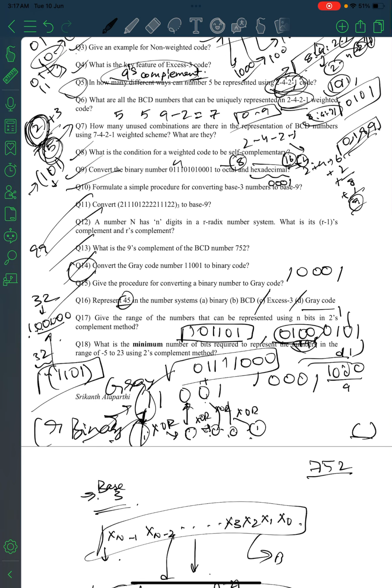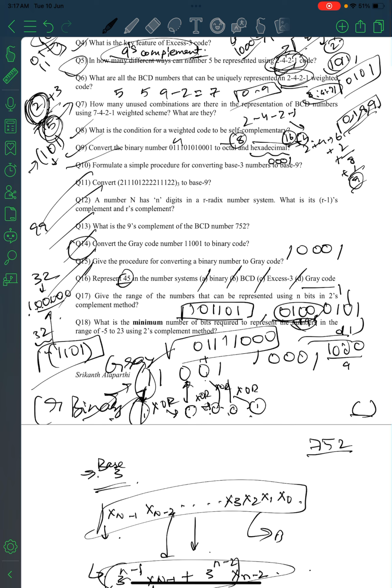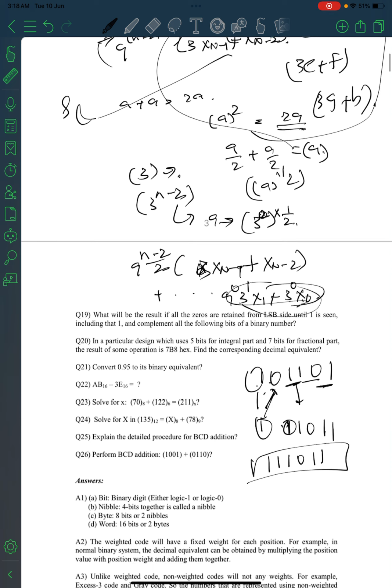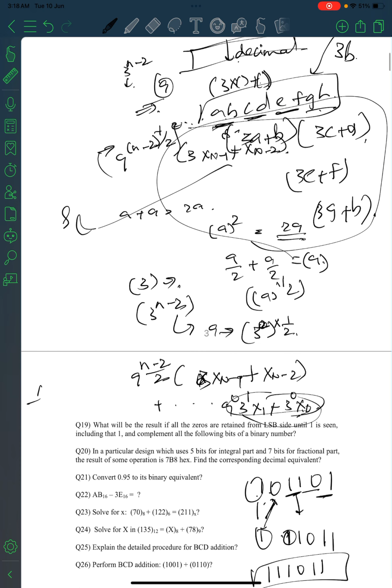Gray code, Excess-3, BCD, binary. Give the range of numbers that can be represented using n bits in the 2's complement method. In 2's complement, if we reverse each and everything, we'll be getting the range as minus 2 to the power of n minus 1 to plus 2 to the power of n minus 1 minus 1. This is the range we'll get.